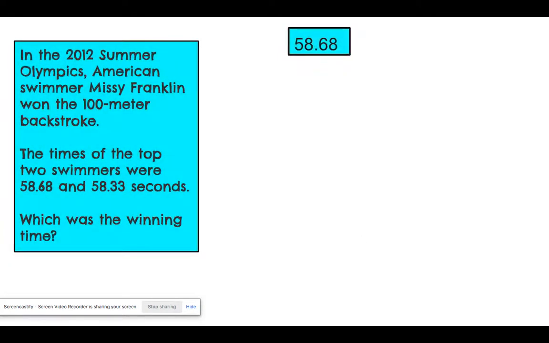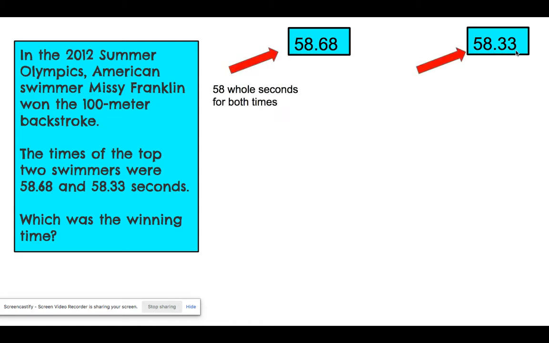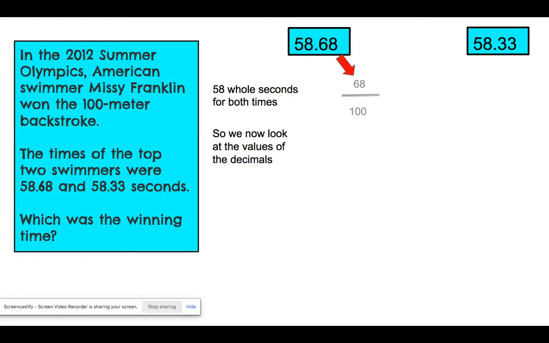So here's the problem again. So we are comparing these two times, 58 and 68 hundredths, and 58 and 33 hundredths. Well, 58 seconds is whole seconds for both times. So we're going to look at our wholes first to see. Well, since our wholes are the same, now we look at the values of the decimals. So we don't need to focus on the wholes because we know that there's 58 whole seconds for both times. So our first decimal we're going to look at is 68 hundredths. So again, that's 68 over 100.